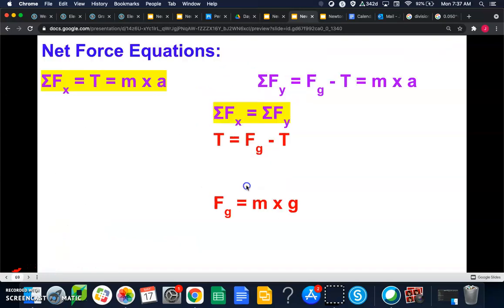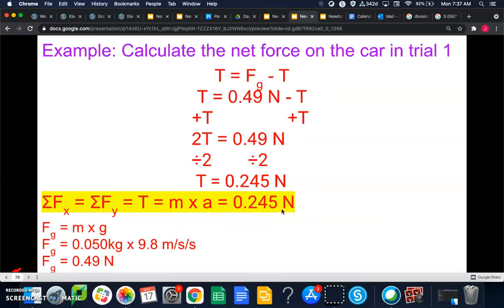Okay, and that's our net force, right? Because we know that our net force in the x direction is equal to T. Our net force in the x direction is equal to our net force in the y direction. So we kind of just solved for a whole bunch of stuff right now. We figured out what the net force in the x direction is. We figured out what the net force in the y direction is. We figured out what the net force on our system is for this problem. We figured out how much tension was in the string. Solved for all of that. All of that is going to be equal to 0.245 newtons.